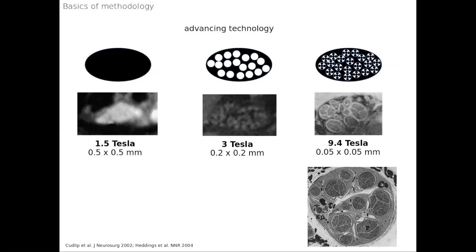And if you go to even ultra high field, because you have access to more signal, you can even lower the voxel size, and you can start to see structures within the nerve fascicle bundles, as is nicely depicted here. And then you start to go to the resolution of microscopy.